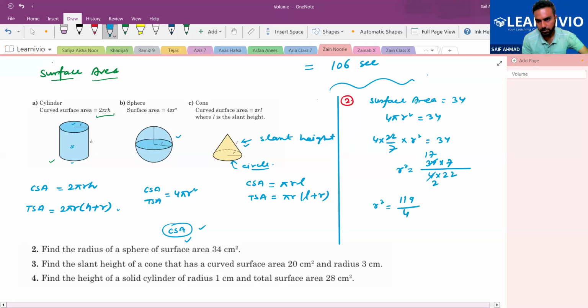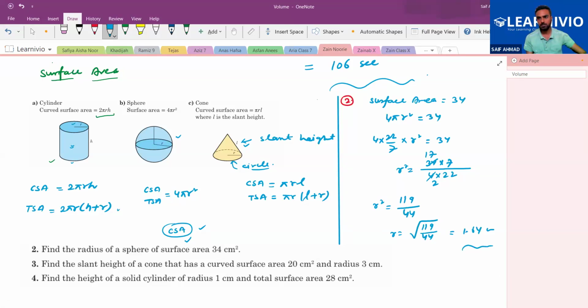119 upon 44, and we have to take the square root of 119 upon 44. You have to find them. What is the answer? You find the square root. The answer will be 1.64 centimeter.